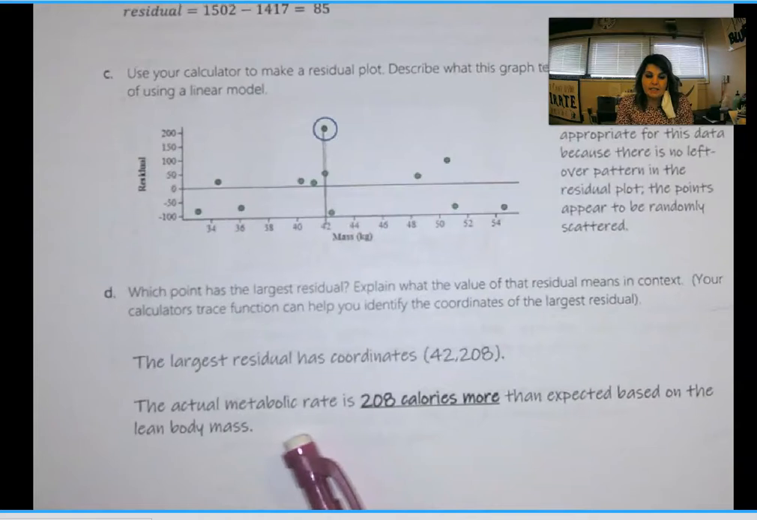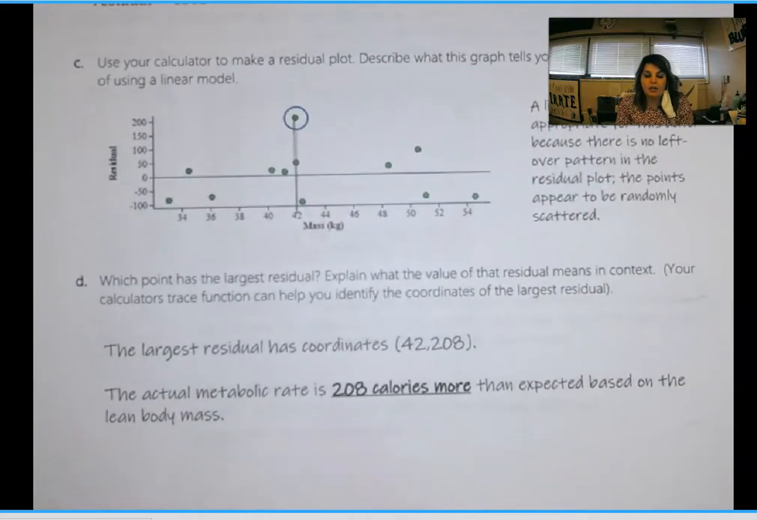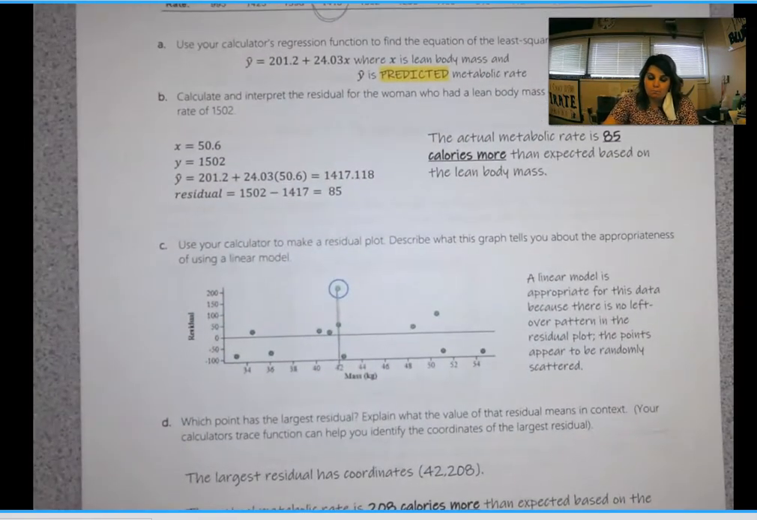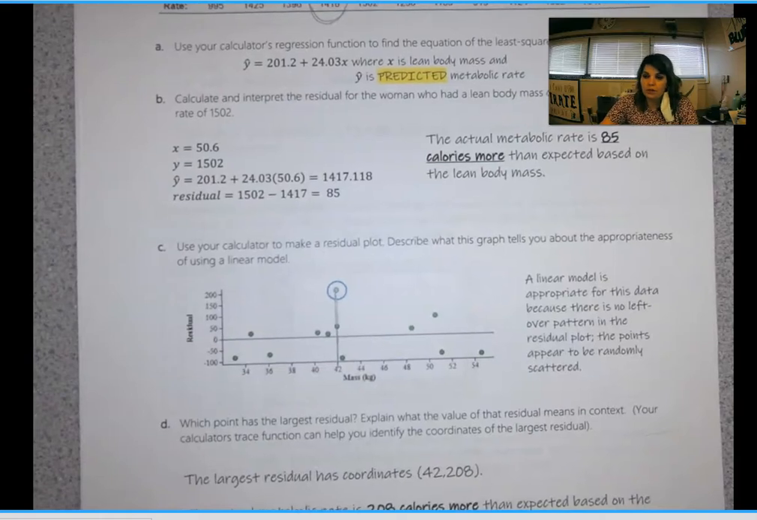Then lastly is just the interpretation of that residual. So the actual metabolic rate is 208 calories more than expected based on lean body mass. So that's it for Can You Do 44.